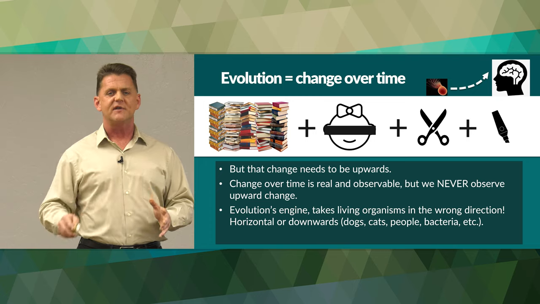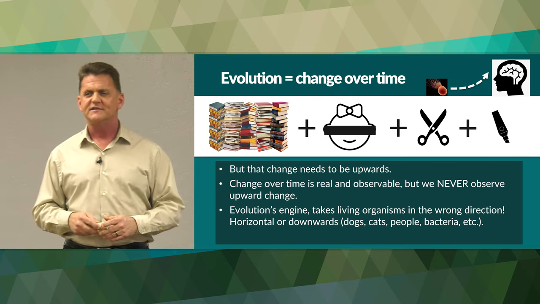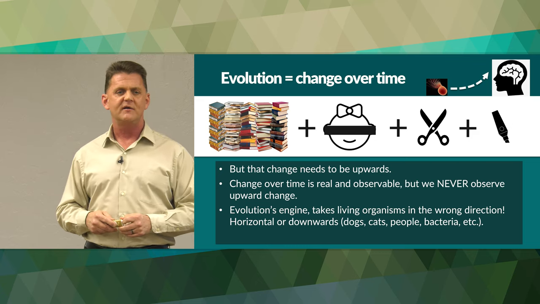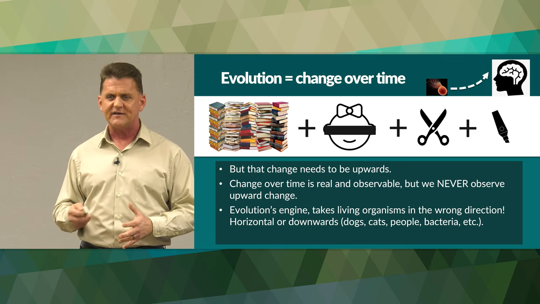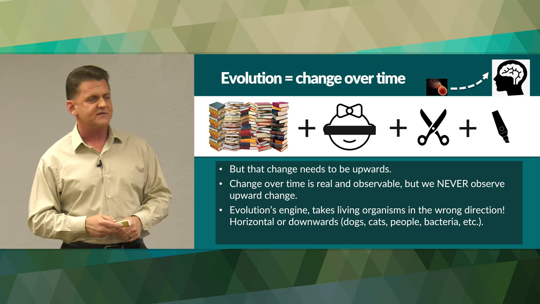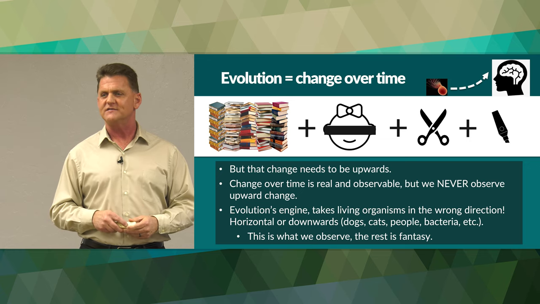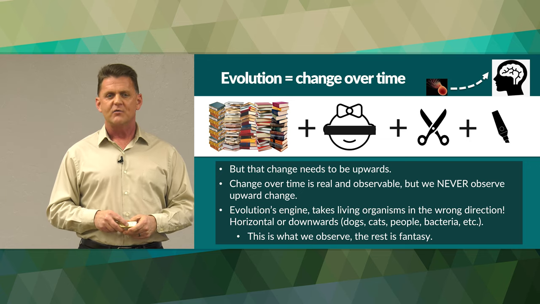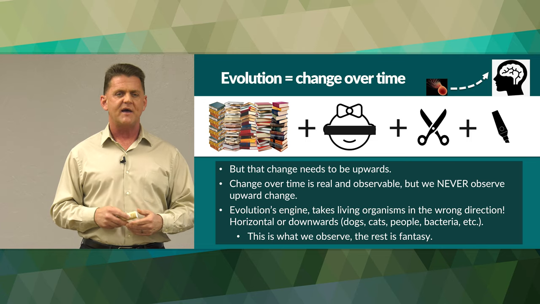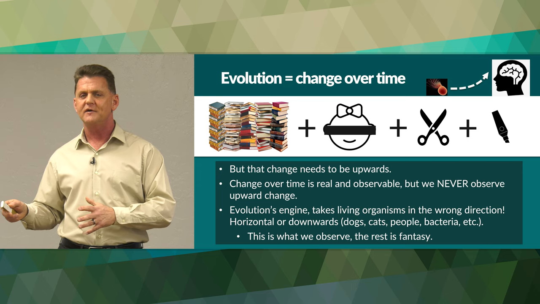Over time, it takes them downward. And this has been documented time and time again. Nearly every disease that's known to man comes from a genetic mistake, a genetic change that's not desirable, a mutation that's in a place that's not good. This is what we observe, and I think the rest really is just fantasy. When you have no evidence or no observation to back it up, that's when we step out of the realm of science and we step into the realm of fantasy.